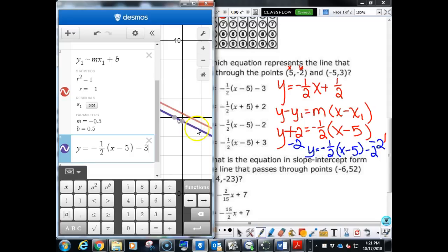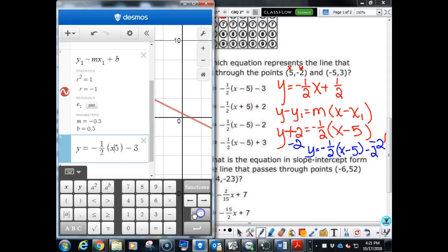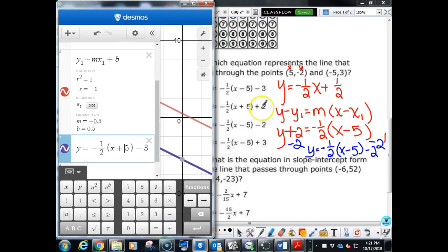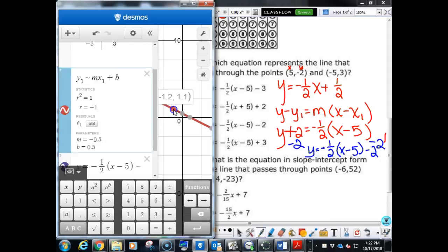Well, if you see, these are 2 different lines, right? So A is incorrect. So I'm going to do B. So this should be +5, and this should be +2. Again, 2 different lines, right? So I got to check C. So this should be -5, and that should be -2. And if you notice, the red line disappeared because they are the same line.